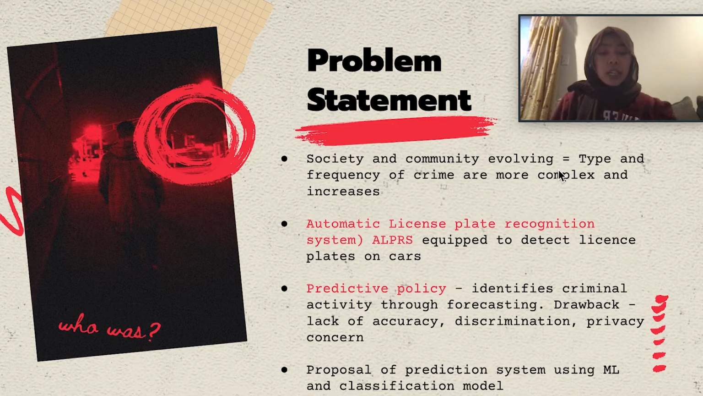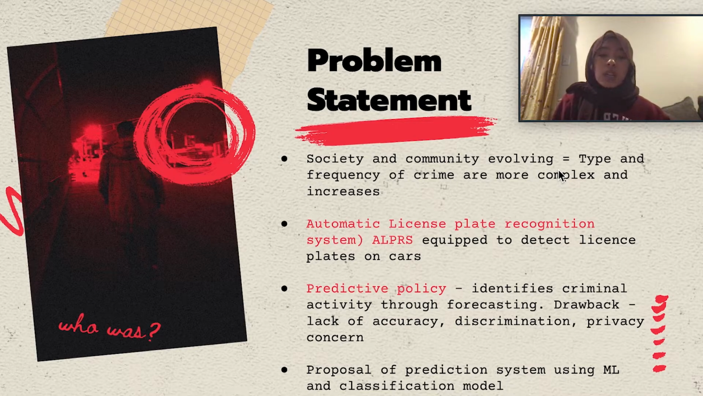That said, much technology has been used to reduce crime rates and detect crime through ALPRs, which are equipped on police cars to capture license plates in order to detect stolen cars or suspects involved in criminal activity. And a better tool used is predictive policing, which applies analytical and quantitative techniques to identify potential criminal activities by making a statistical prediction on crime. However, it does have its drawbacks, such as a lack of accuracy, discrimination, and privacy concerns.